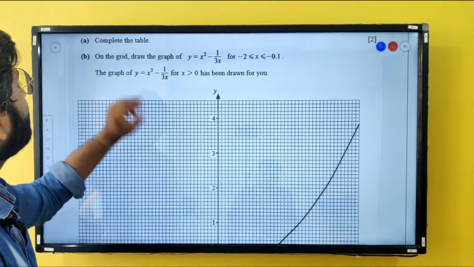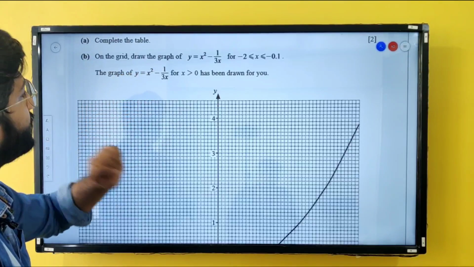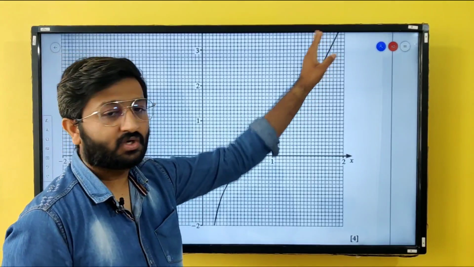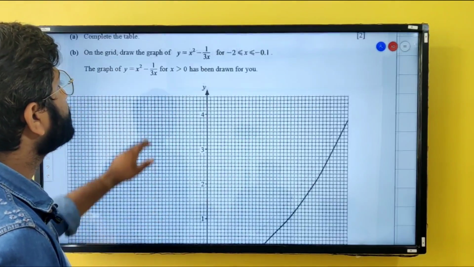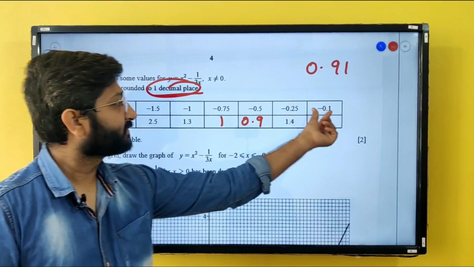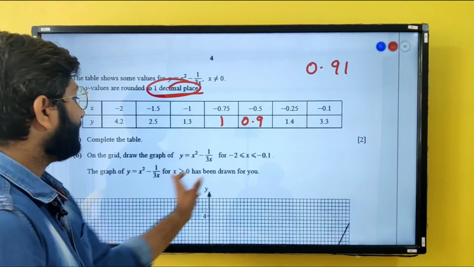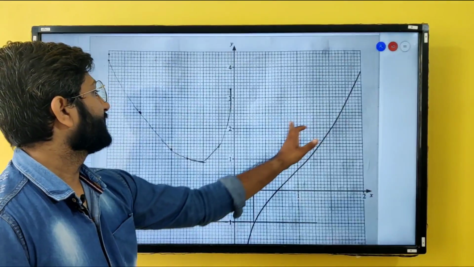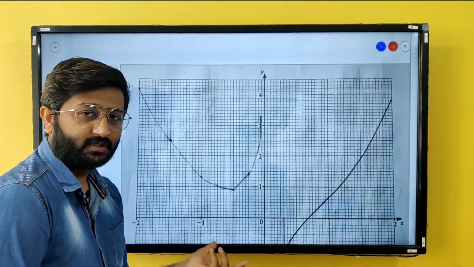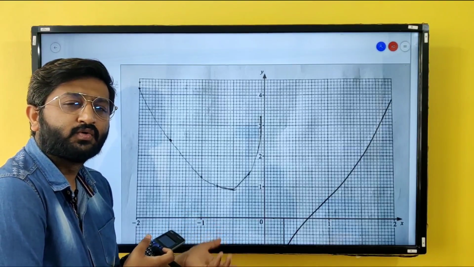Next, on the grid, draw the graph of y equals x square minus 1 upon 3x for x greater than 0. For x greater than 0 it is already drawn. We are supposed to draw the graph when x lies between minus 2 to 0.1. See, I have drawn the graph for you guys. This is how the graph looks like. I have plotted the points, and I have joined it using freehand.